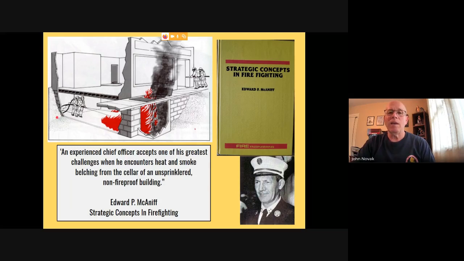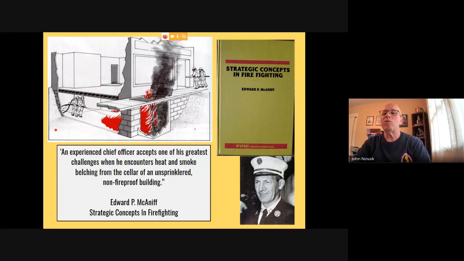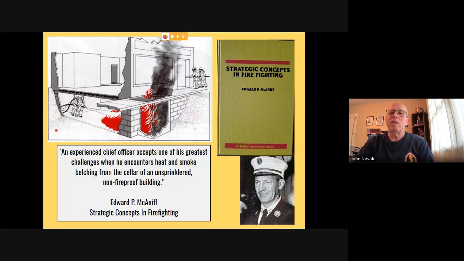This is just one way that could be used, and I just want to bring out this from Chief McAniff, who wrote the book Strategic Concepts in Firefighting: An experienced chief officer accepts one of his greatest challenges when he encounters heat and smoke belching from the cellar of an unsprinklered, non-fireproof building. So again, cellar fires are extremely difficult. Other than wood frame residential structures, there's a high probability that if we have ordinary construction buildings in our towns, we have a chance of having a cellar fire in one of those buildings.